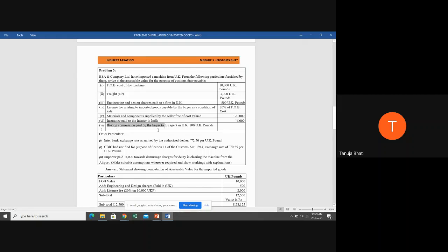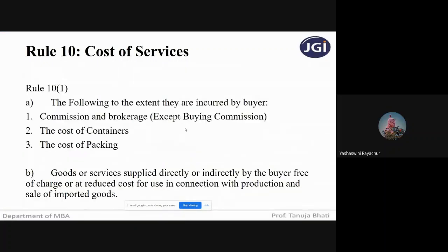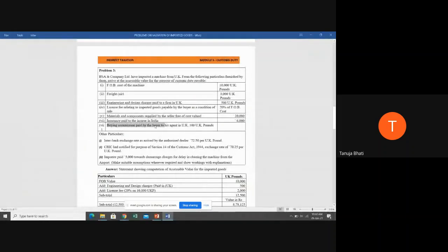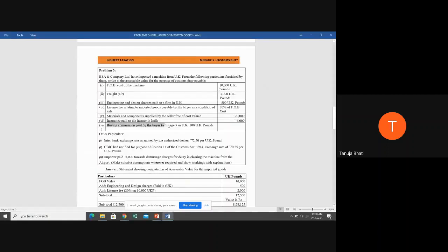buying commission paid by the buyer to his agent in UK, that is 100 UK pounds. So should buying commission be added to the FOB as per rule 10? Yes, ma'am. Okay, can someone tell me now, after seeing this slide, should buying commission be added? No, ma'am. Except buying commission. Exactly. So now I understood the reason why we have to exclude buying commission, because here, all the types of commission except buying commission are included.